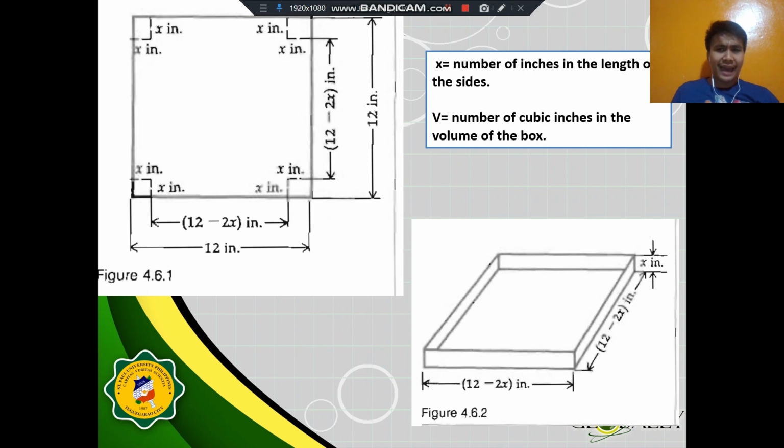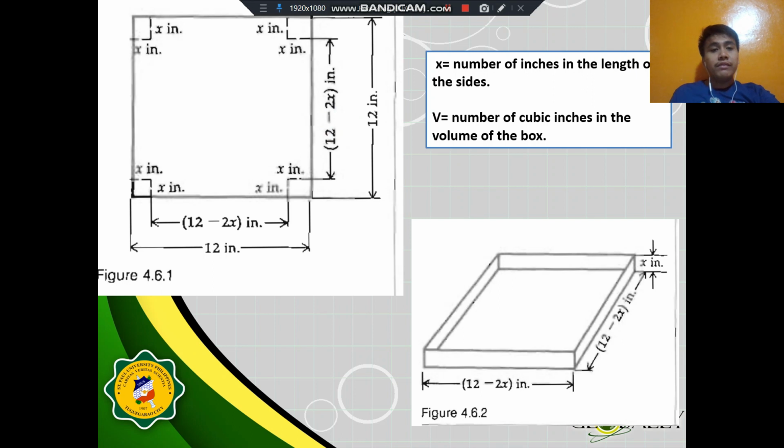So we now let x be the number of inches in length of the sides and let V be the number of cubic inches in volume of the box. As we can see in the figures, the dimensions of the box in inches are x, 12 minus 2x, and also 12 minus 2x.